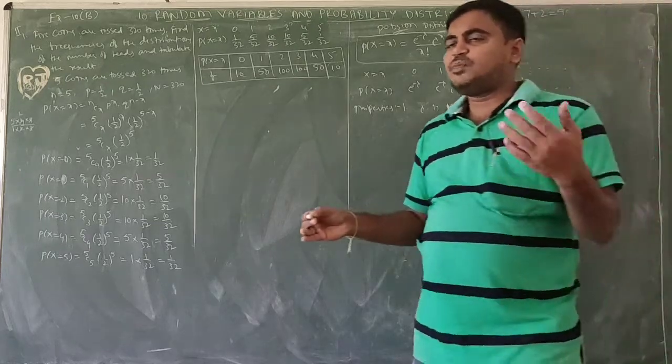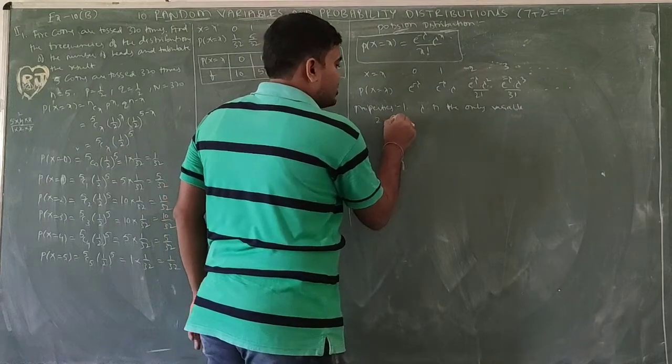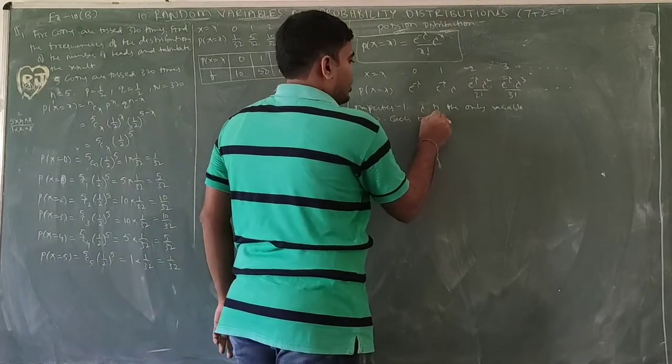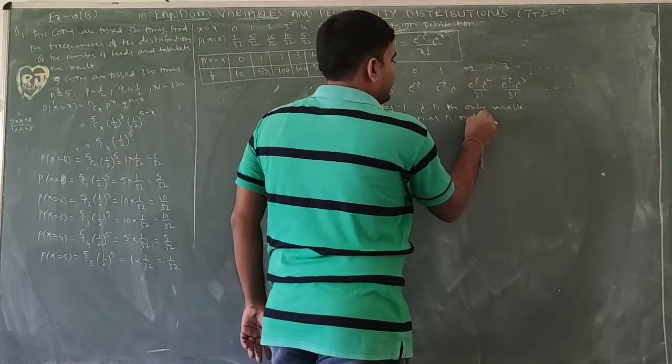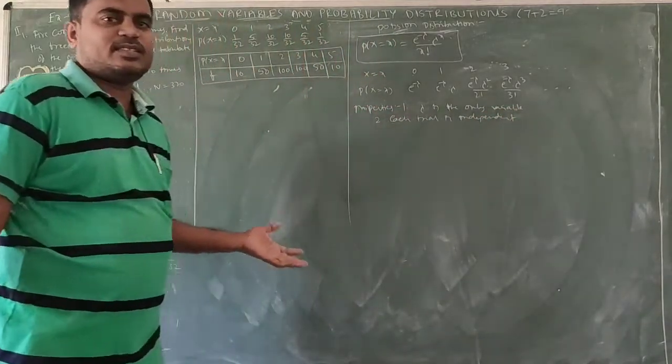In the binomial distribution each trial is independent. Here also each trial is independent. It doesn't depend upon the previous one.